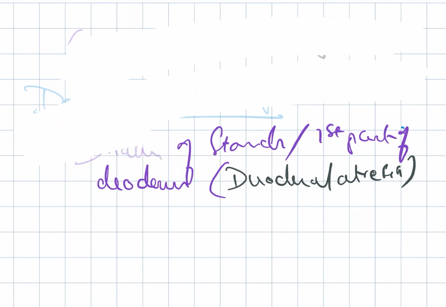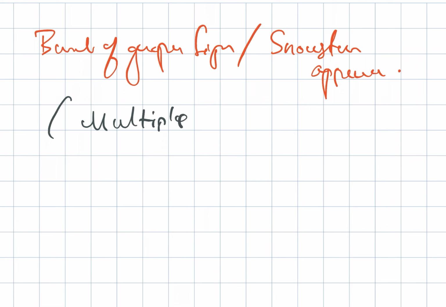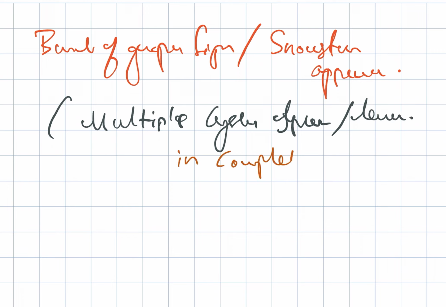Next, looking at the bunch of grapes sign or snowstorm appearance. This is due to the appearance of multiple cystic spaces or lesions in a complete mole.